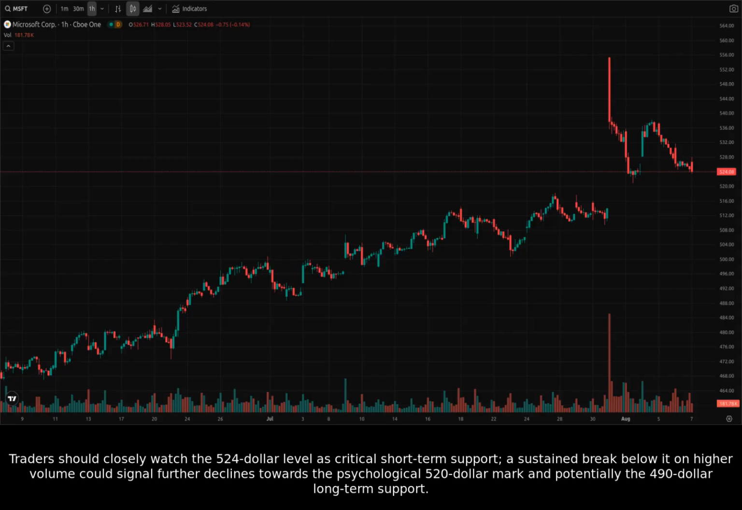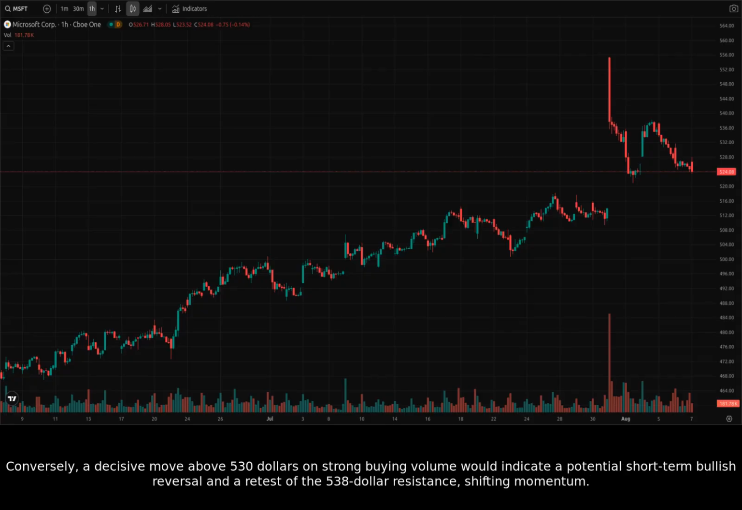A sustained break below it on higher volume could signal further declines towards the psychological $520 mark and potentially the $490 long-term support. Conversely, a decisive move above $530 on strong buying volume would indicate a potential short-term bullish reversal and a retest of the $538 resistance, shifting momentum.